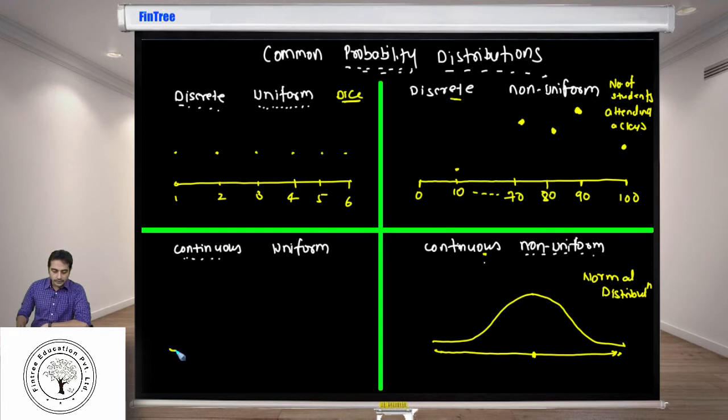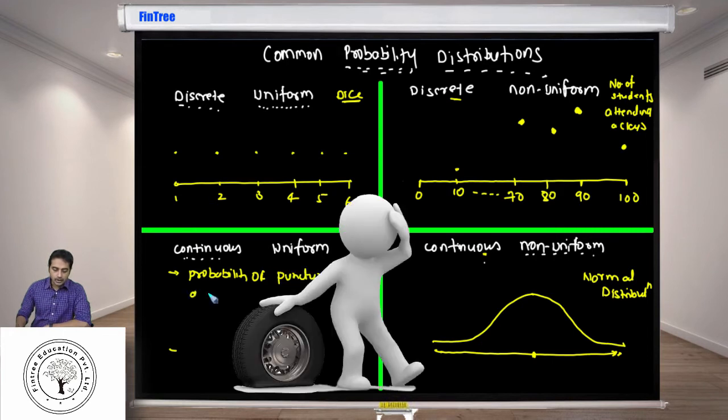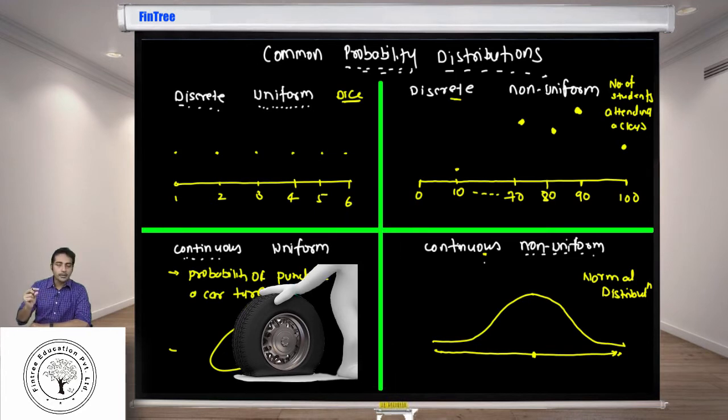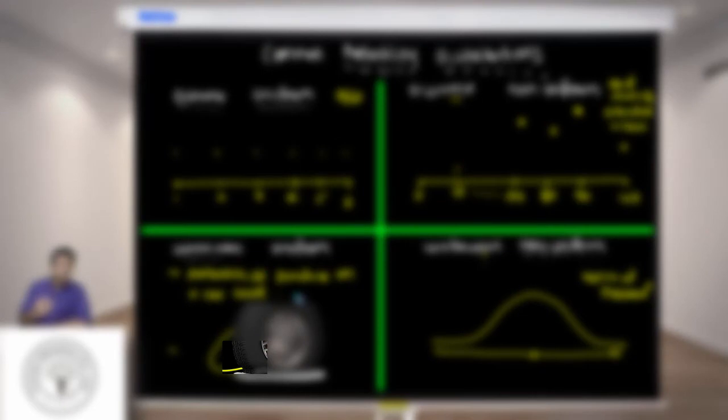And a continuous uniform distribution example would be the probability of having a puncture on a car tire. Think of it, to the best of my skills, we have a car tire like this. Will you agree that every region has an equal probability of being punctured? Correct? You can have a puncture at any surface area there. So that is a uniform distribution.